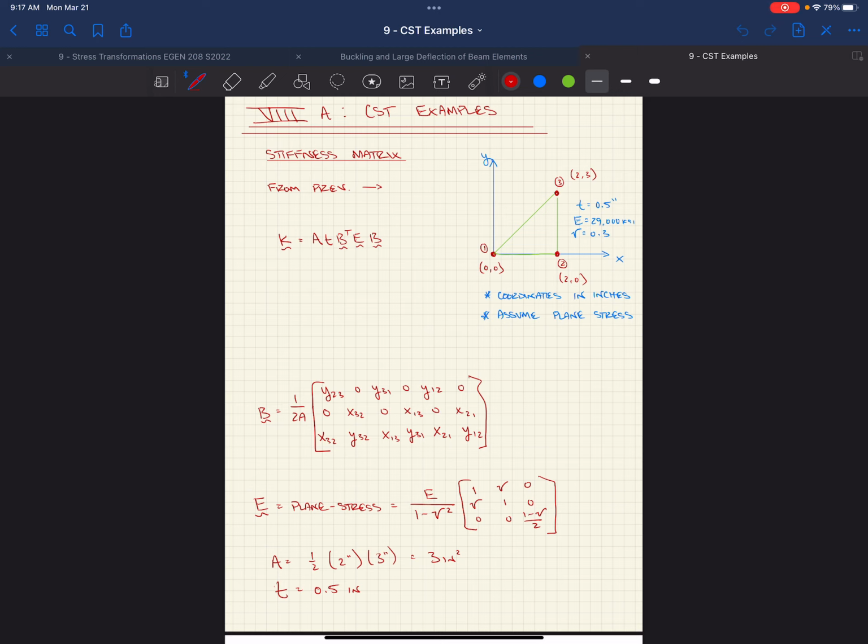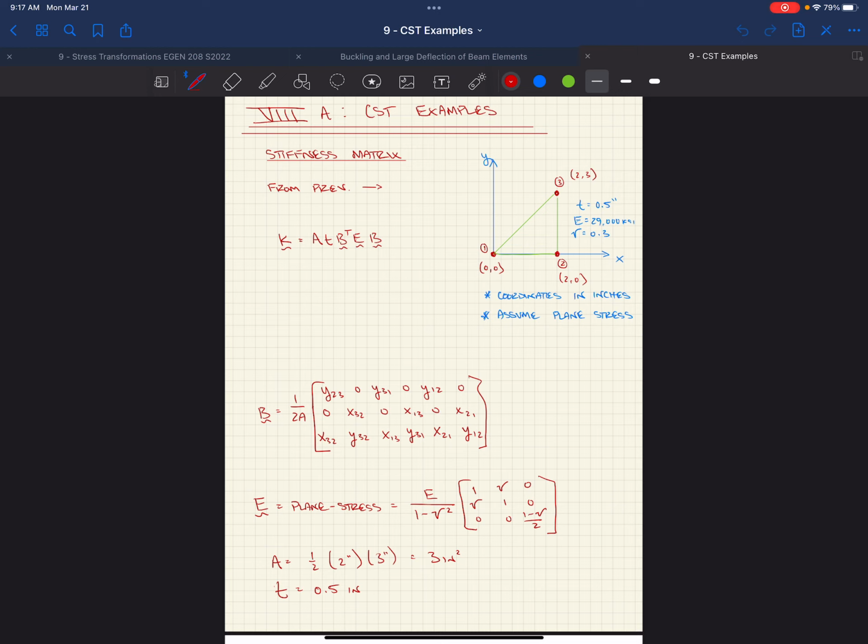Okay, so we went through some examples on Wednesday, mainly because James was yelling at me saying I couldn't test you on anything I haven't talked about in class or given out. So we have some constant strain triangle examples.